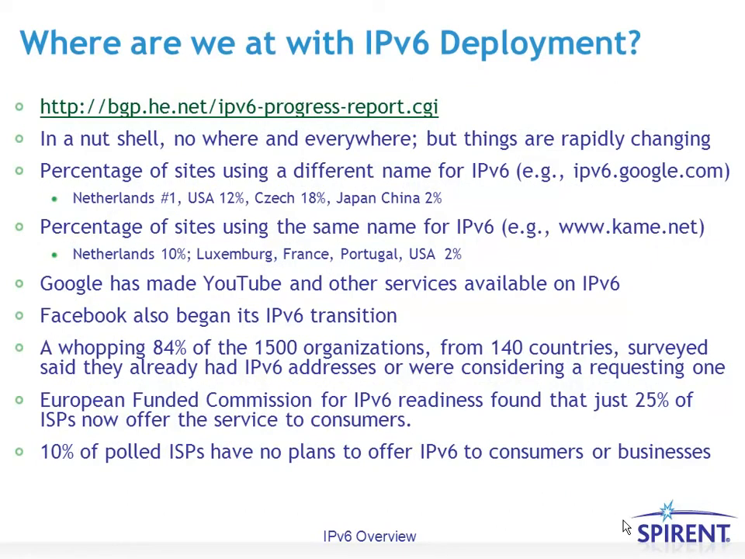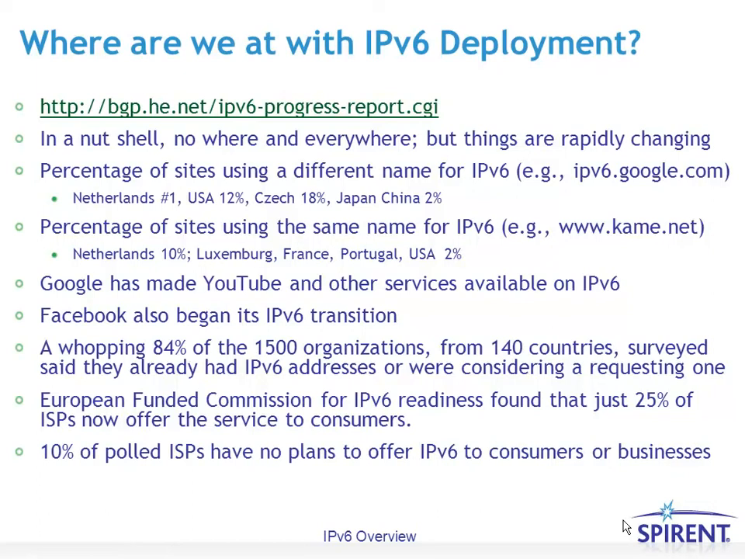Where are we at with deployment today? Well, as you can see, there's a URL which I would suggest that you go to if you really want to get the details. But in a nutshell, we're nowhere and everywhere. And basically what that means is nowhere in terms of there's no ubiquitous IPv6 connectivity from anywhere in the world to any site yet.